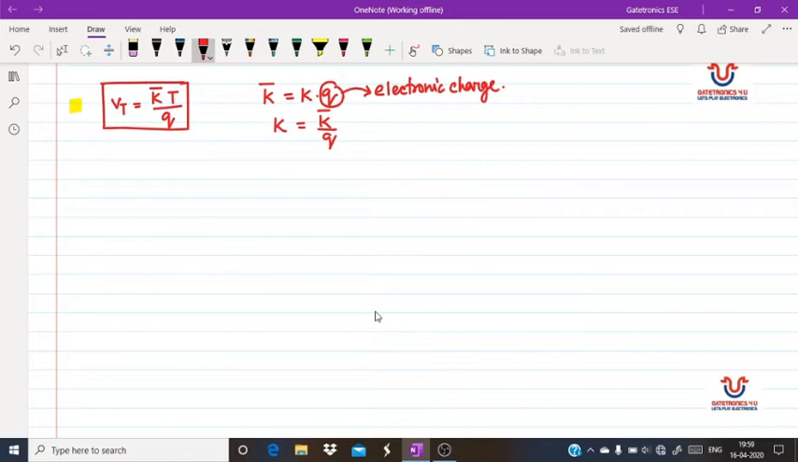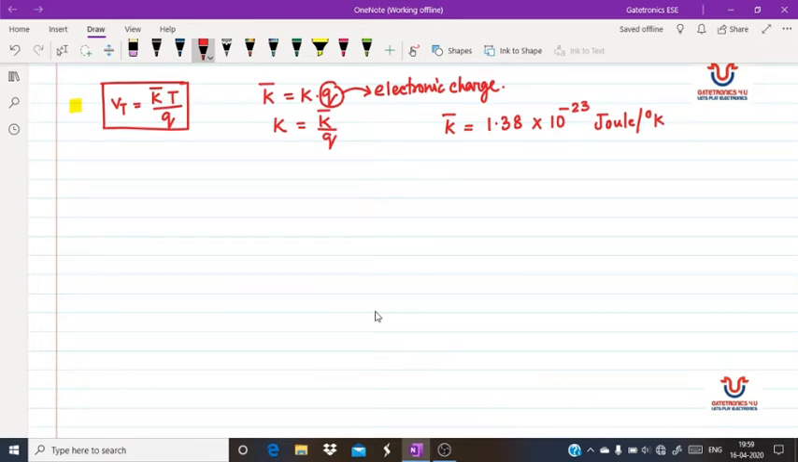If we find the value of k and K bar, K bar and k are both Boltzmann constants, only k equals K bar divided by q. So the constant value of K bar is 1.38 into 10 to the power minus 23 joule per degree Kelvin.